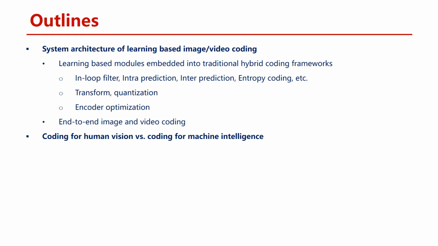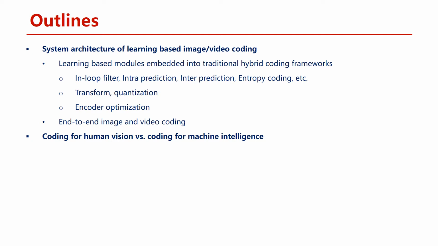There are two major system architectures for learning-based image and video coding. One is embedding neural network modules into the traditional hybrid coding framework. The other is end-to-end coding. The organizer of this workshop invited me to give this talk, mainly focusing on the first kind of architecture.